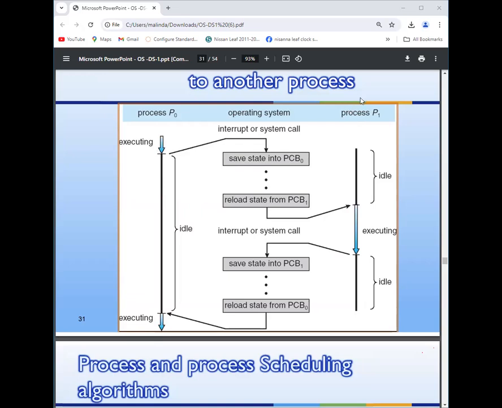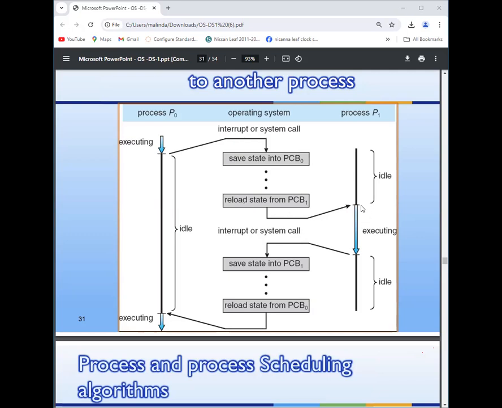Then the second process's information will be loaded to the CPU and the registers. So we call it reloading the state of the PCB1, right? Then it will run. So the second process's information is loaded and it runs, right?